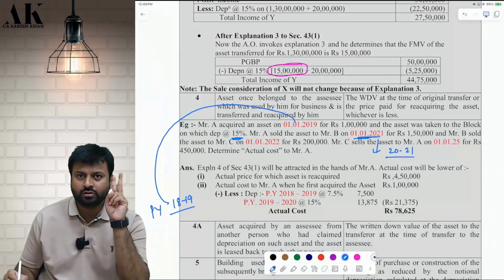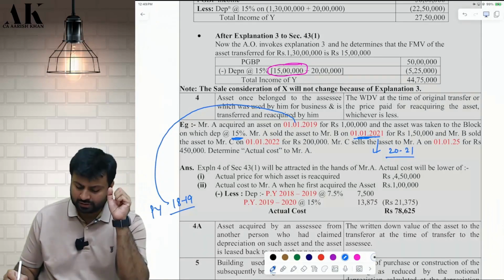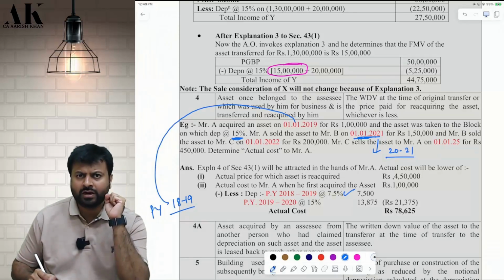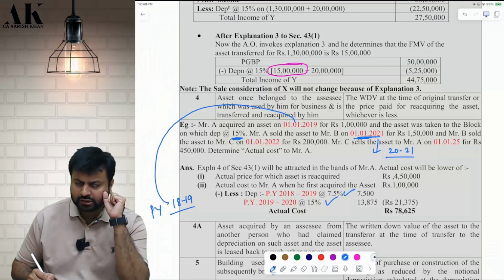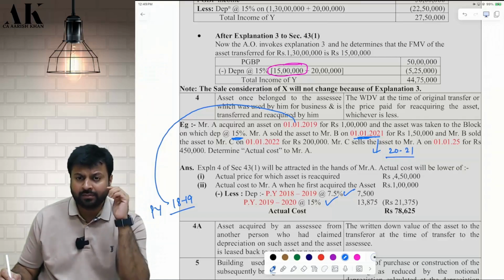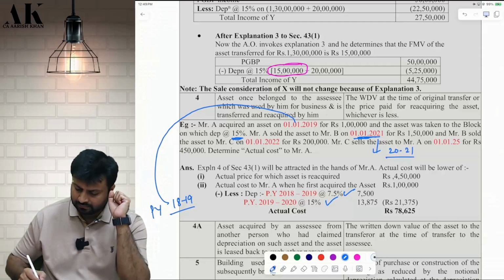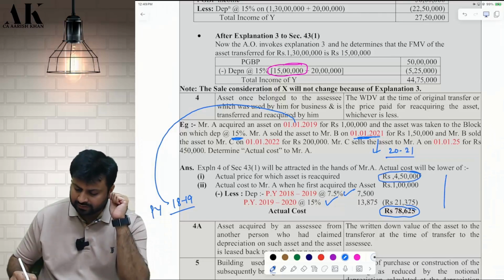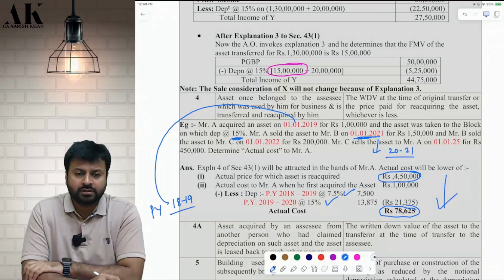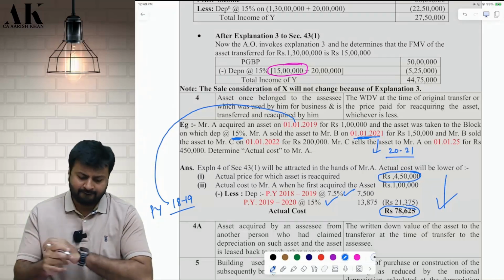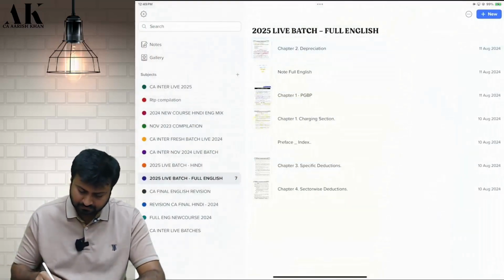In the third year he is selling, so we will reduce depreciation of only 2 years, correct? Year of transfer, no. So first year depreciation, half, because it is used for less than 180 days. And second year depreciation, full, okay? And for 2021, we are not going to reduce the depreciation because that is the year of transfer. So this is your WDV at the time of original transfer, and this is your reacquisition price, whichever is lower, which will become your actual cost. Is it clear, all of you? Please tell me. Clear? Yes, sir. Okay, fine.